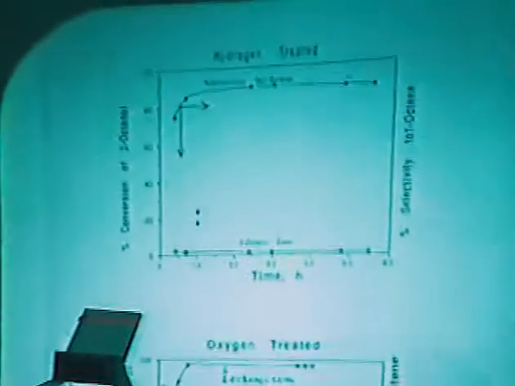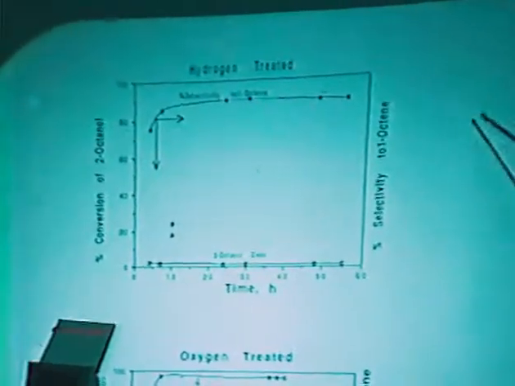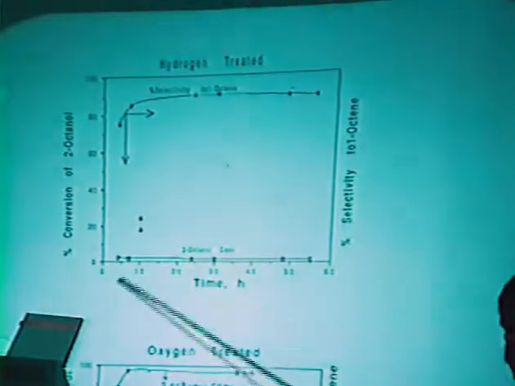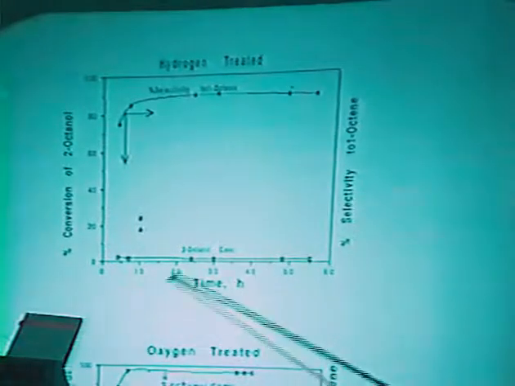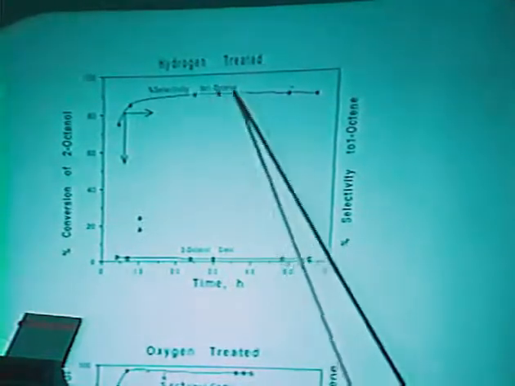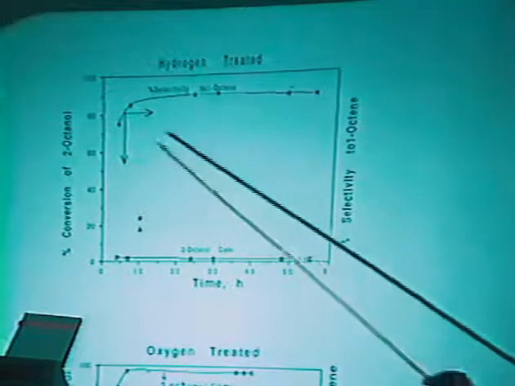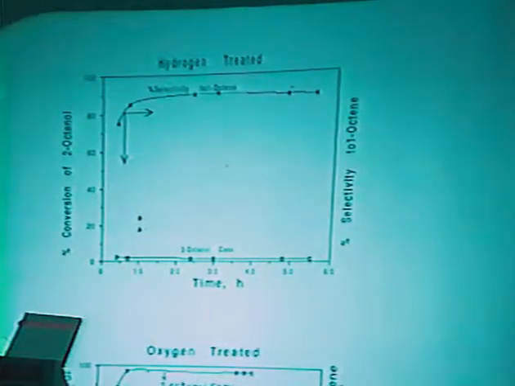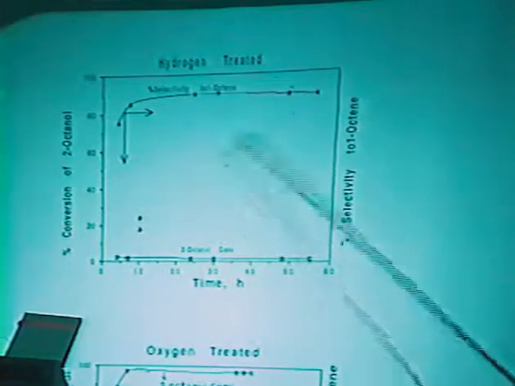This figure shows the 2-octanol conversion as a function of time on the hydrogen treated sulfated zirconia. This sample is 9% sulfated zirconia. So as you can see, as the time goes, the conversion is less than 5%. But the selectivity for 1-octene is very high. So this was stable even when we tried up to 100 degrees or so. The selectivity for 1-octene is constant.